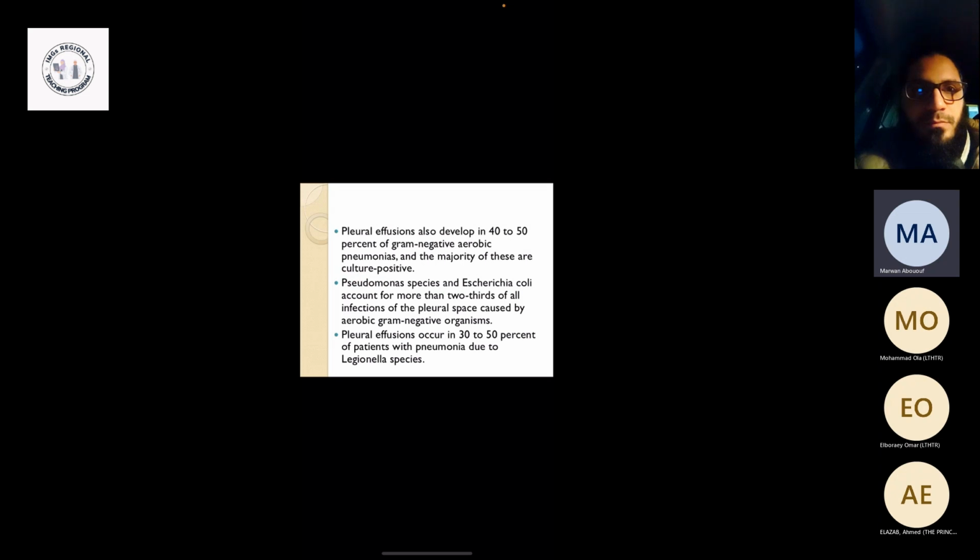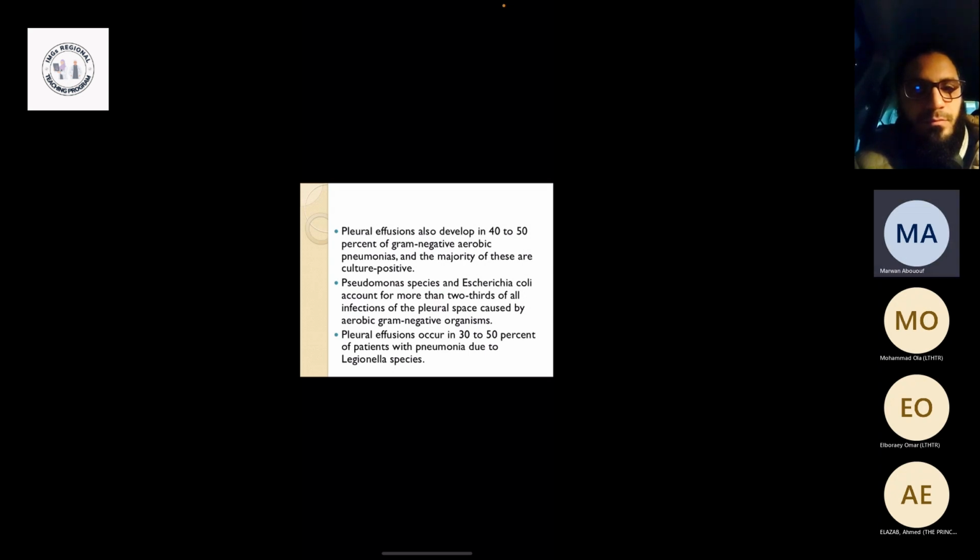Pleural effusion also develops in 40 to 50% of gram-negative aerobic pneumonias, and the majority of these are culture positive. It's not that common to have gram-negative infections with pneumonia from the community, like E. coli, like Klebsiella. These may be acquired in the hospital, and they have a higher probability of causing parapneumonic effusion. Pseudomonas species and E. coli account for more than 2/3 of all infection of the pleural space caused by aerobic gram-negative organisms. They are the two most common organisms in gram-negative, not in all.